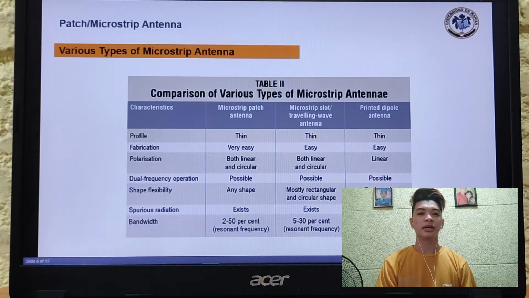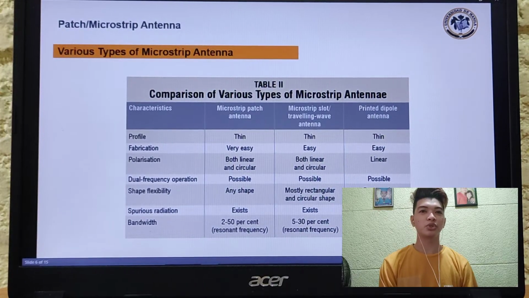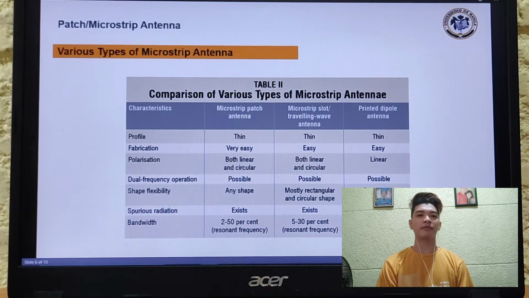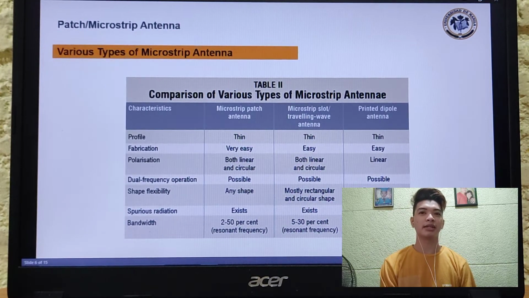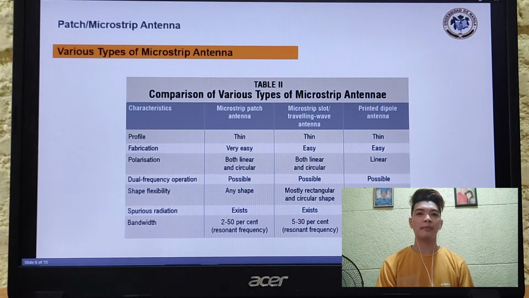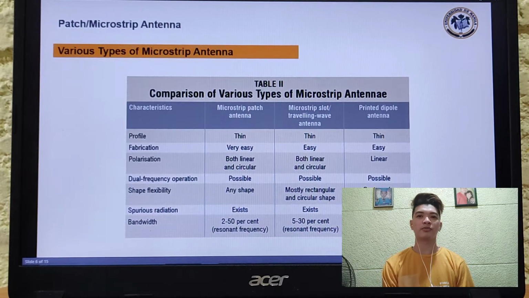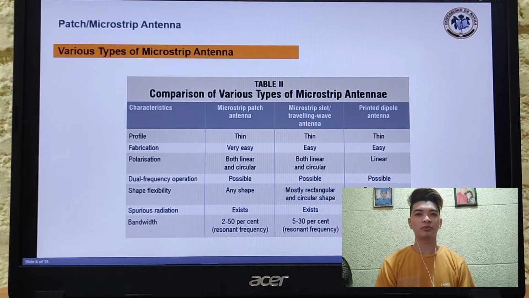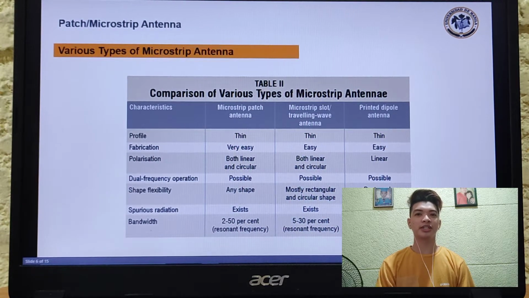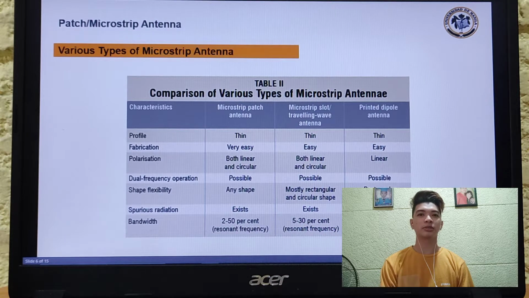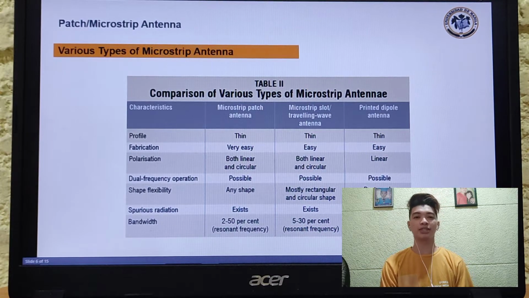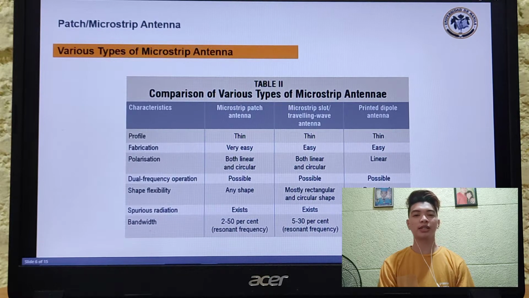So, pinapakita lang po dito yung comparison of various types of microstrip antenna. So, meron po tayong 7 characteristics: the profile, fabrication, polarization, dual frequency operation, shape flexibility, spurious radiation, tsaka bandwidth. So, sa microstrip patch antenna po, yung profile po is thin. Sa microstrip slot, thin din po. Sa printed dipole antenna is thin.